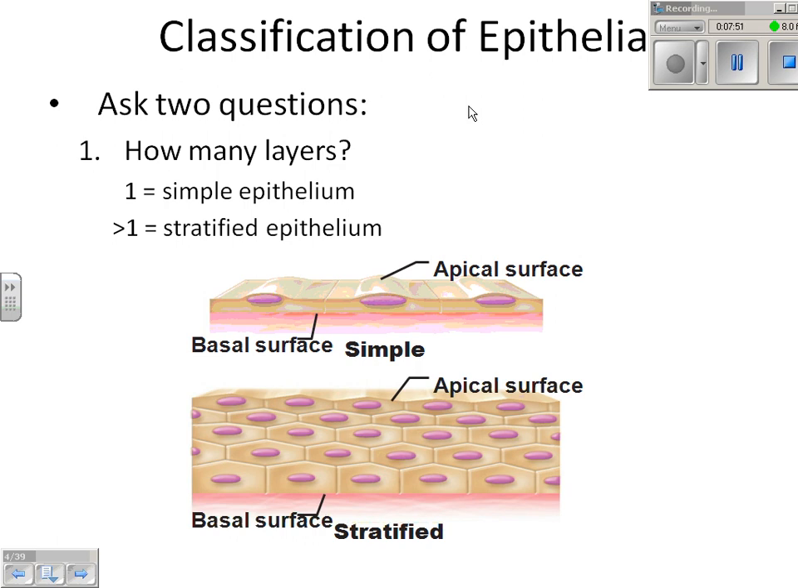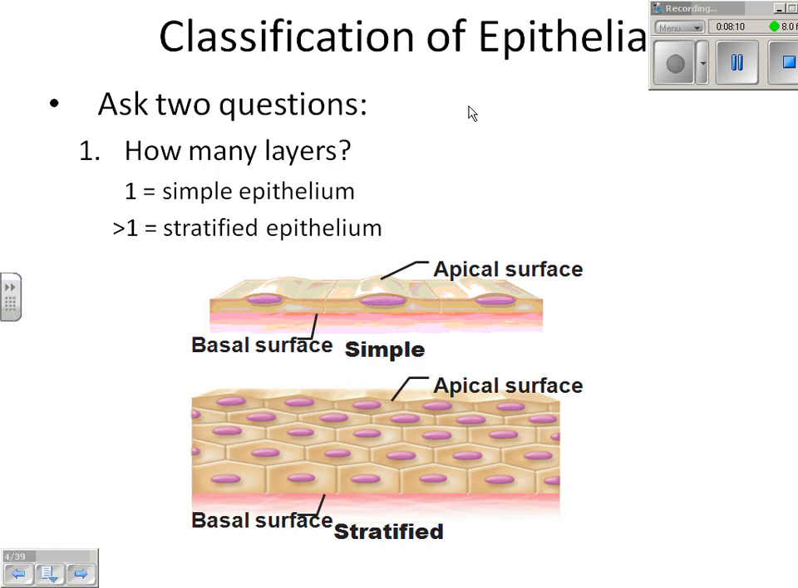But the first one, of course, you see the simple, just a single layer, and then at the bottom is stratified, so that means more than a single layer. So 2 or more layers of cells is going to give you a stratified. So we always categorize epithelial tissue as either simple or stratified.